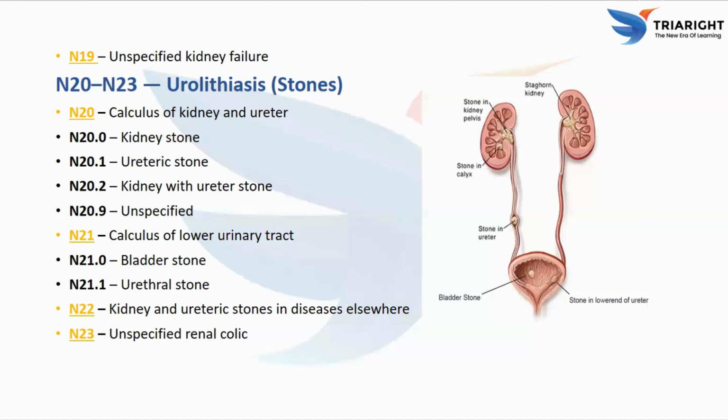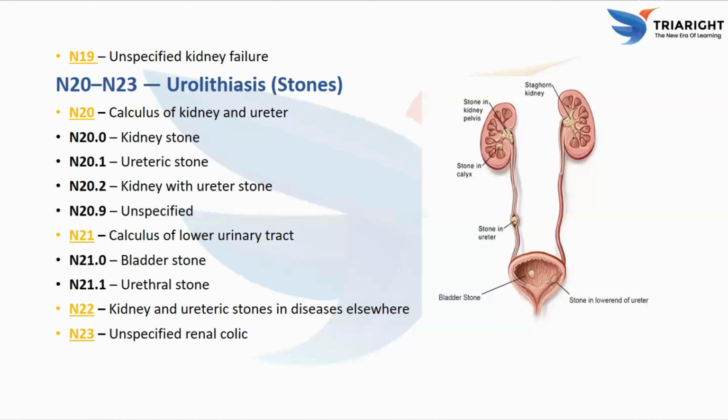So next is N22, the kidney and ureteric stones in diseases classified elsewhere. So this category code is used when stones occur as a part of another disease such as hyperparathyroidism, kidney cystic diseases, metabolic disorders and severe recurrent UTIs. So this code indicates that the stone is secondary to another condition. So you have to use the N22 code whenever the stones are present in diseases elsewhere. So they are not present in the urinary tract parts.